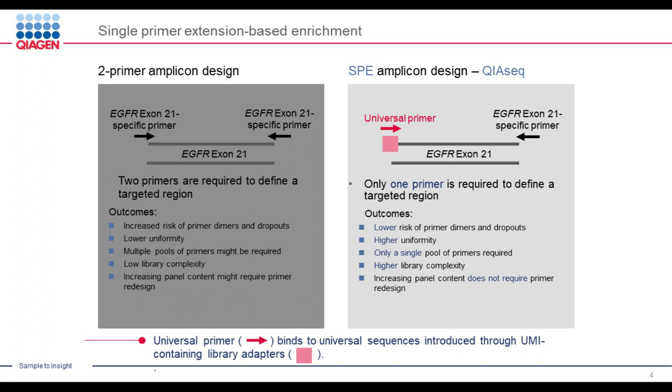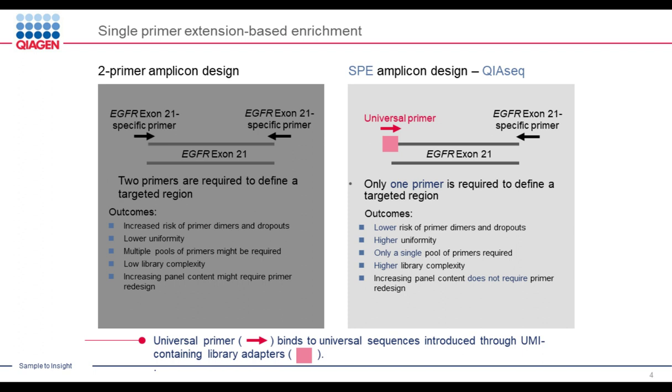And now increasing the panel content might require primer redesign. Again, this goes back to that very first point of increased risk of primer dimers. If you want to increase the panel content, you would have to come back and ask the question, for those new primers that I'm adding into the panel, how do they affect the performance of existing primers?